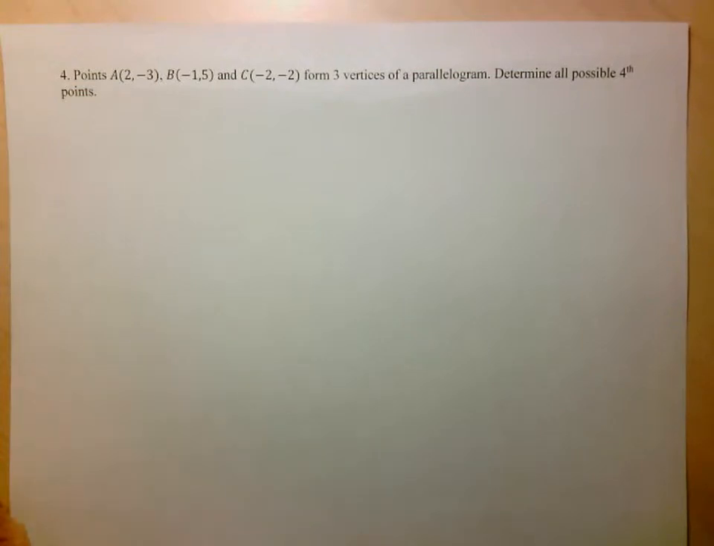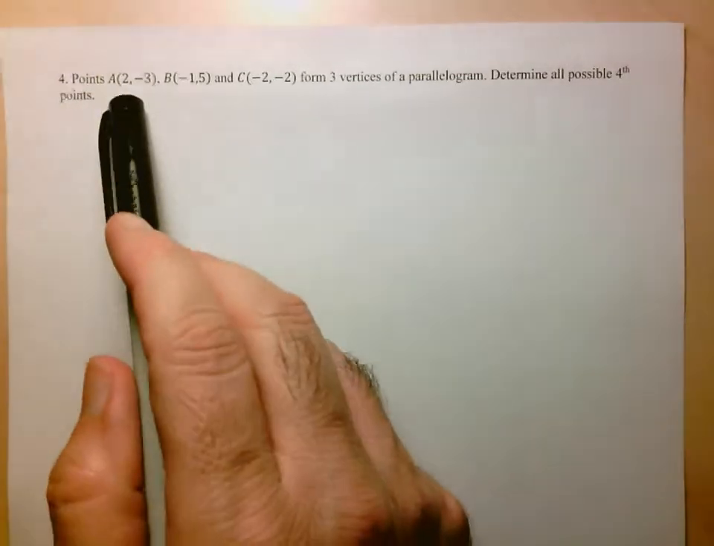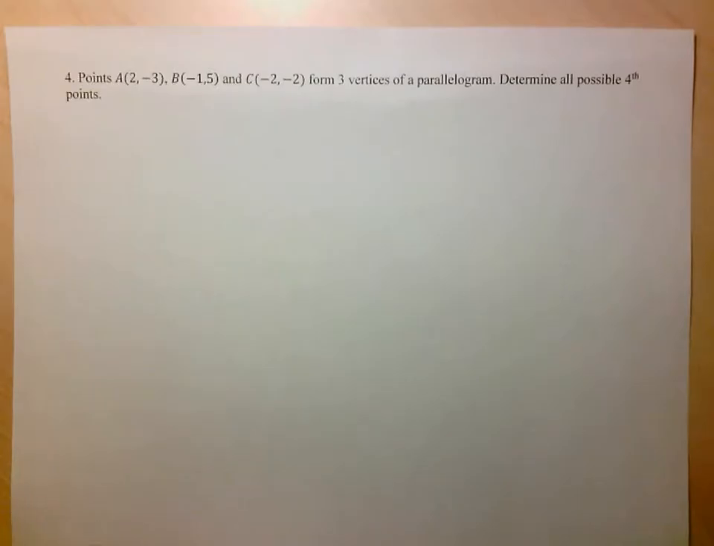Hi folks, we're going to take a look at this question from the class worksheet, where it gives you three points which represent vertices of a parallelogram, and we need to determine all possible fourth points.